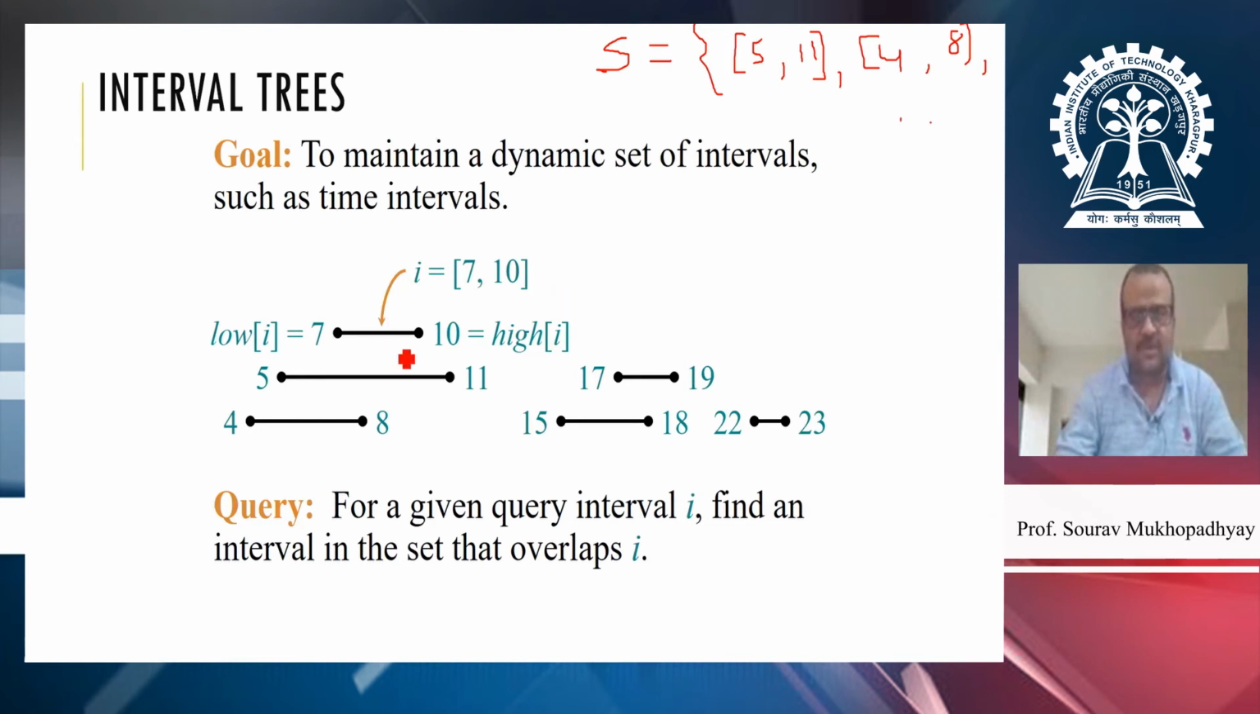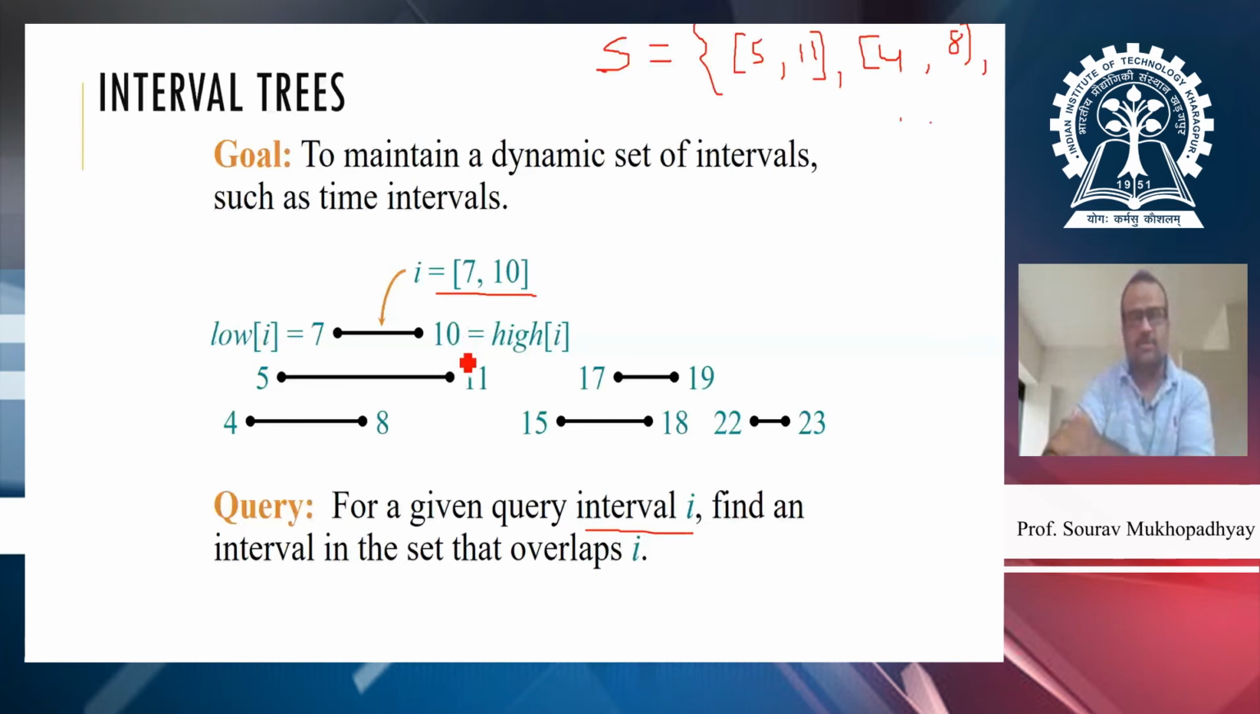That means given an interval I, suppose we have this set S. S has, say, the intervals 5 comma 11, 4 comma 8, 17 comma 19, 15 comma 18. These are the intervals at some point of time. Now what is the query? Suppose we have a query interval I, and we want to see whether there is any interval which is overlapping with I. So for a given query interval, say I is 7 comma 10. This is our query interval. The low endpoint of I is 7 and the high endpoint is 10.